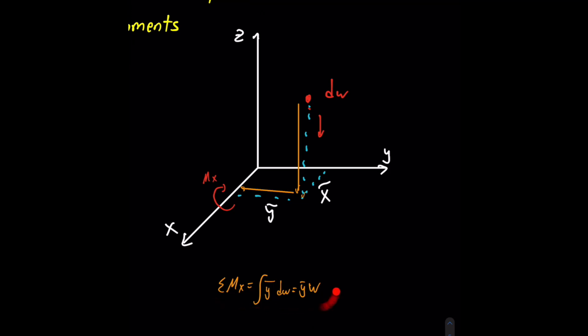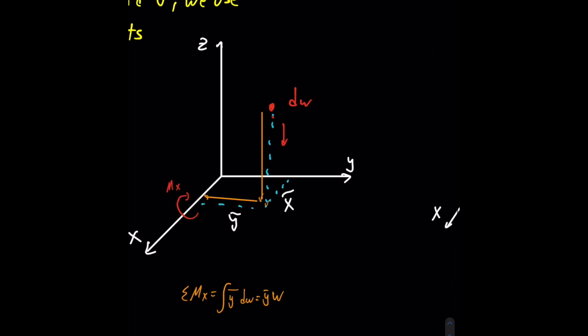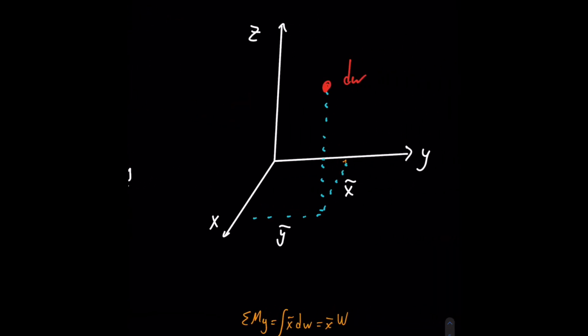Okay, now take this equation here. What you're doing is that you're summing all the y thetas times the infinitesimal dw's, because this is occurring along the entire body, giving you the magnitude of the weight times the entire distance y to the centroid. Same goes for the x.